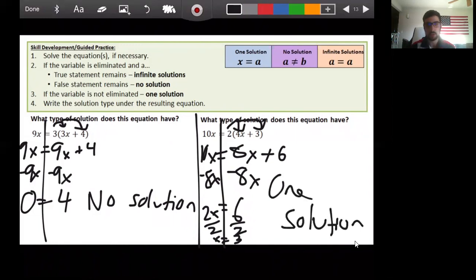So sometimes we'll have to solve to determine. Sometimes we can just look at answers. Other times we'll have other things we can do. But in this case, we needed to go and solve.